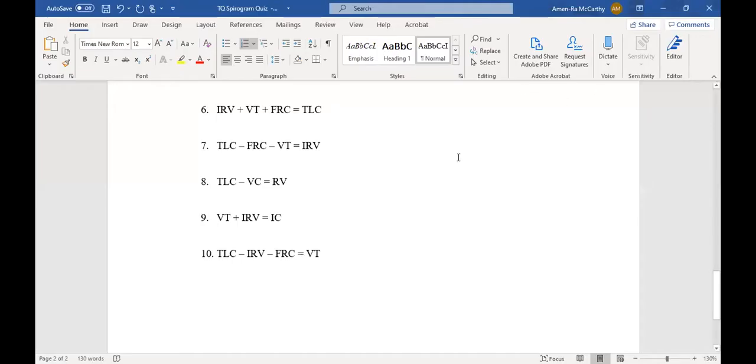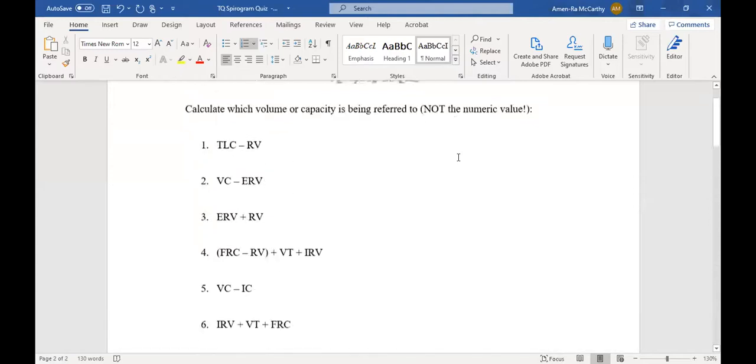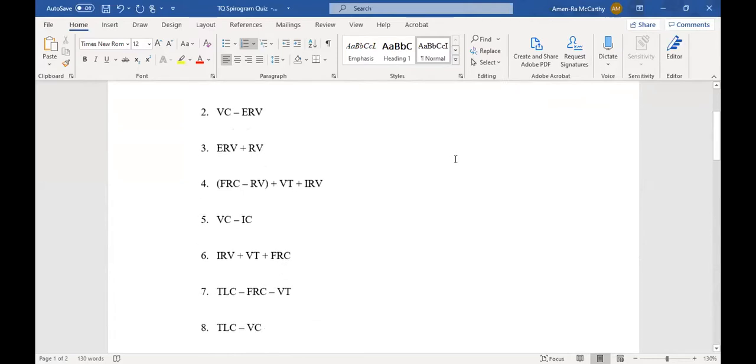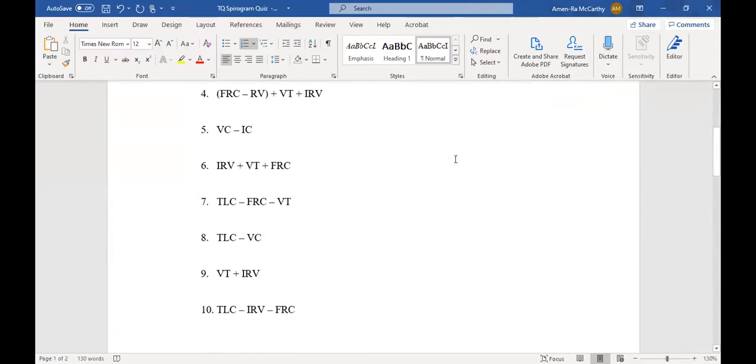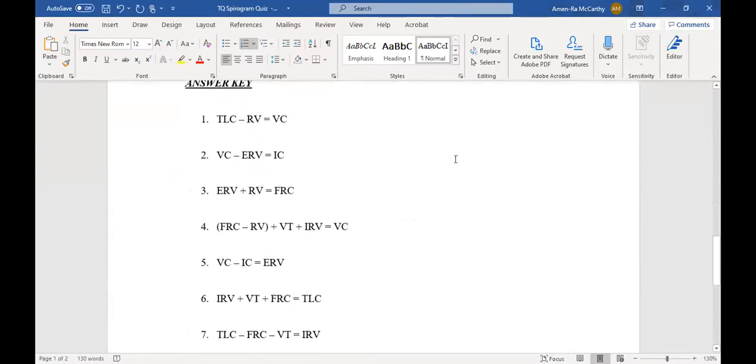All right, for those who are watching this, we just did a quick little spirogram quiz. This is it right here. I'm going to go through them and answer those questions using that spirogram chart. You can pause it and go over before you check your answers. And these are the answers right here.